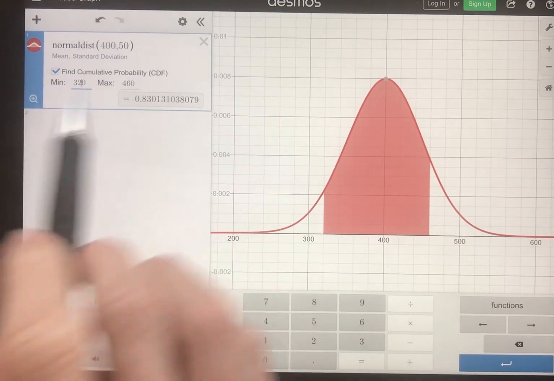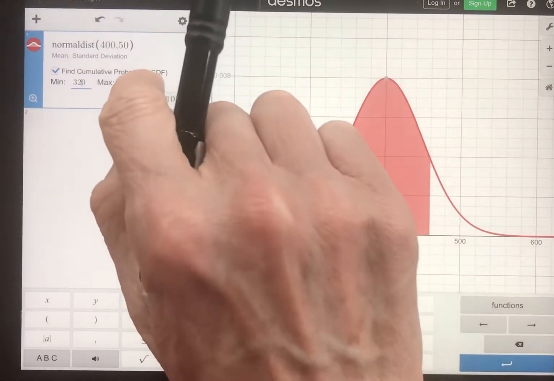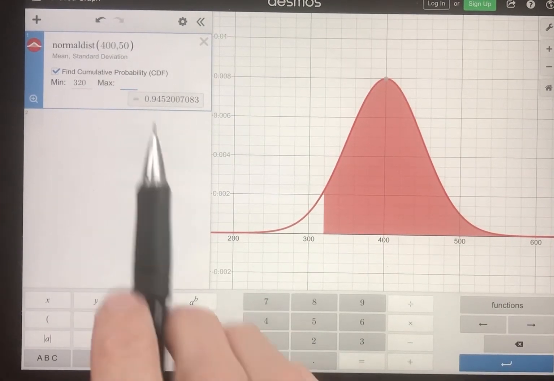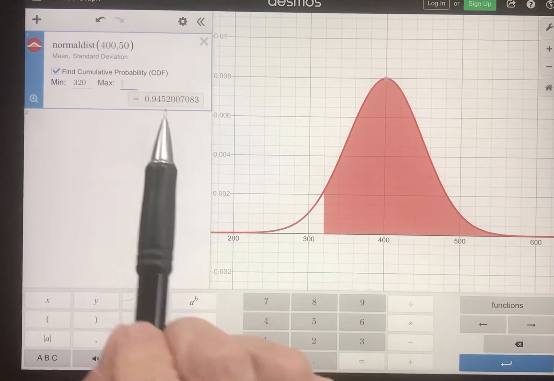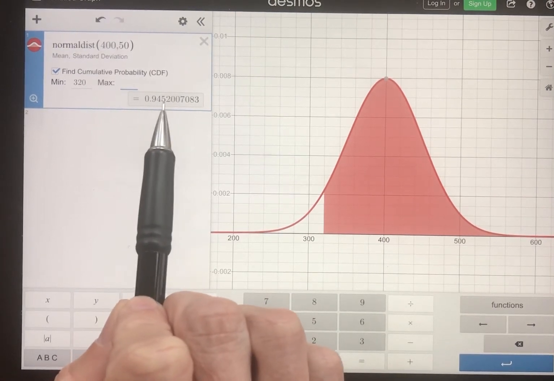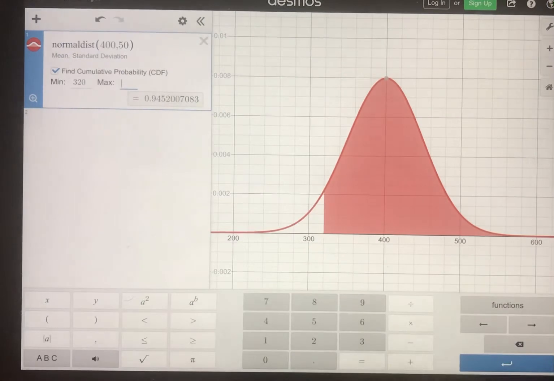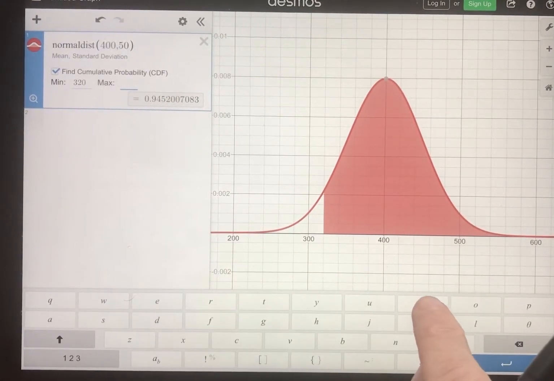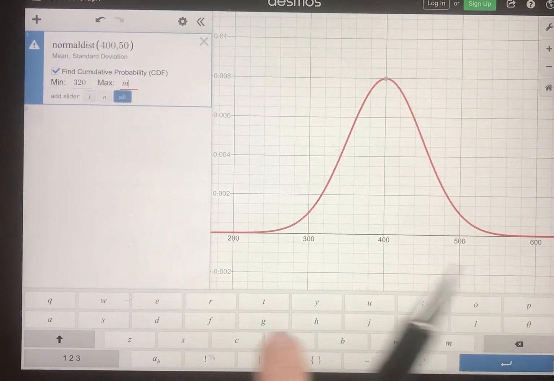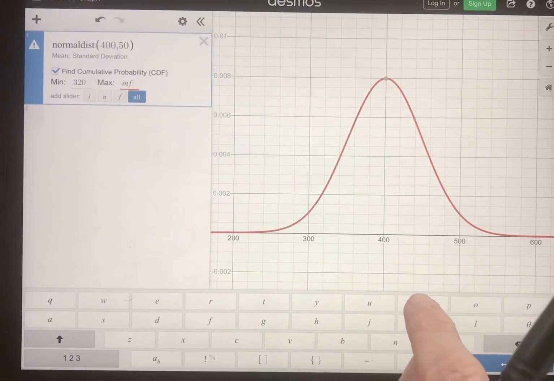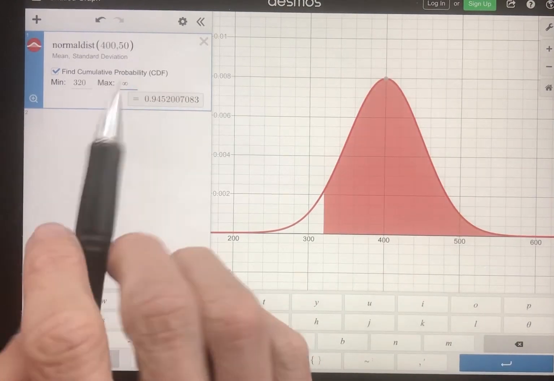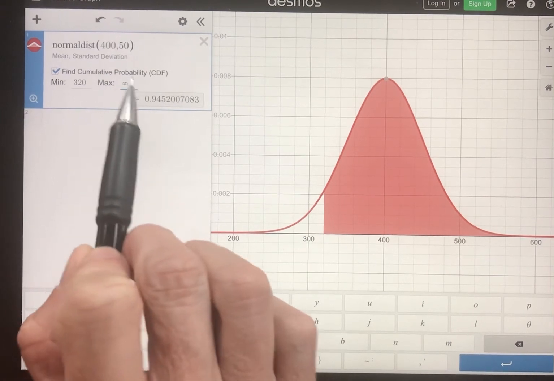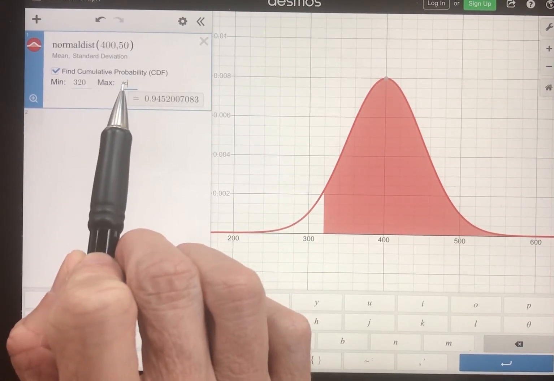And I've got this max. Well, I want to go all the way to infinity. I have two choices. I can leave it blank, and it'll automatically go to infinity. And you can see it's 94.5% to the 10th. Or if you prefer and you want to see that infinity sign, you can go into the ABC keyboard and you can type in infinity, I-N-F-I-N-I-T-Y. So if you prefer to see from 320 to infinity and have the infinity there, you can type in the word infinity to see it.